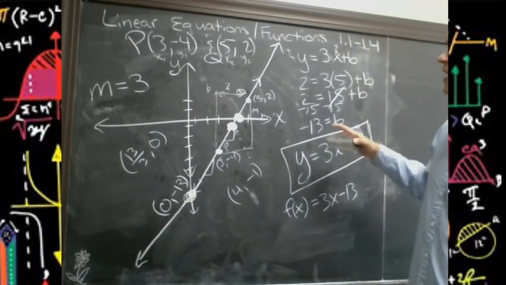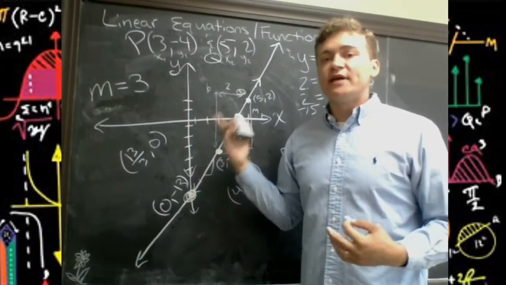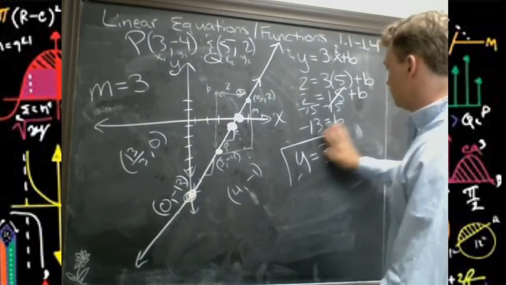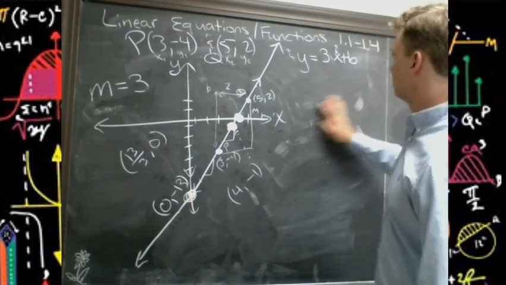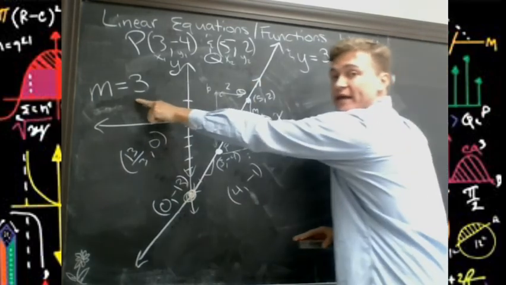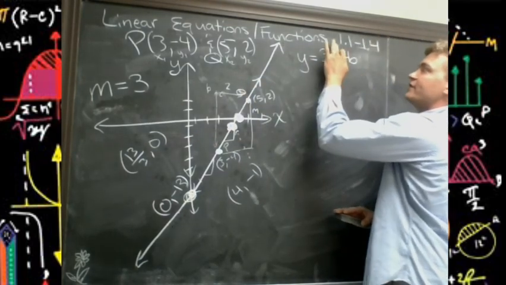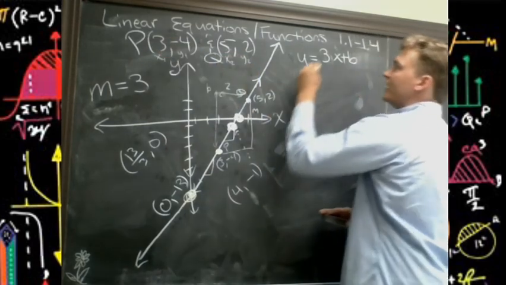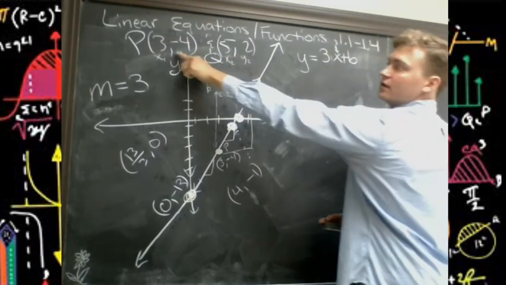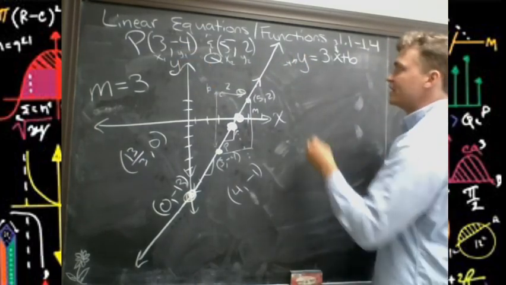Now, I do want to show you that had you chosen the other ordered pair, you would still get this same exact equation. Let's go ahead and try that out. So y equals mx plus b, where m equals 3. Let's not plug in the 5 and the 2. Let's plug in the 3 and the negative 4. The 3 gets plugged into x. The negative 4 gets plugged into y. Let's see what happens there.